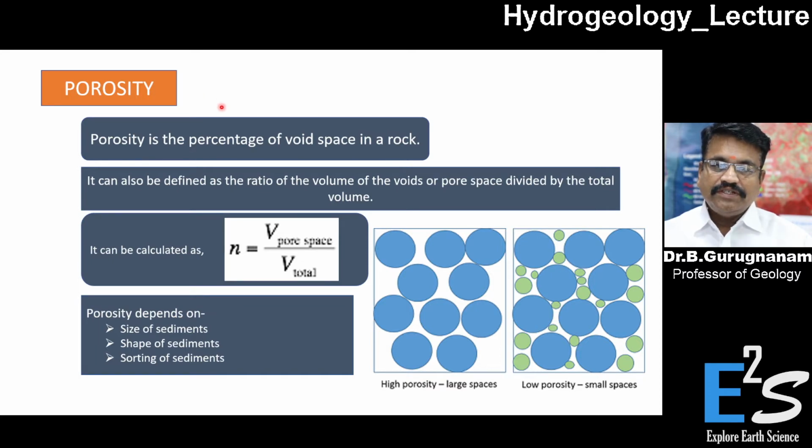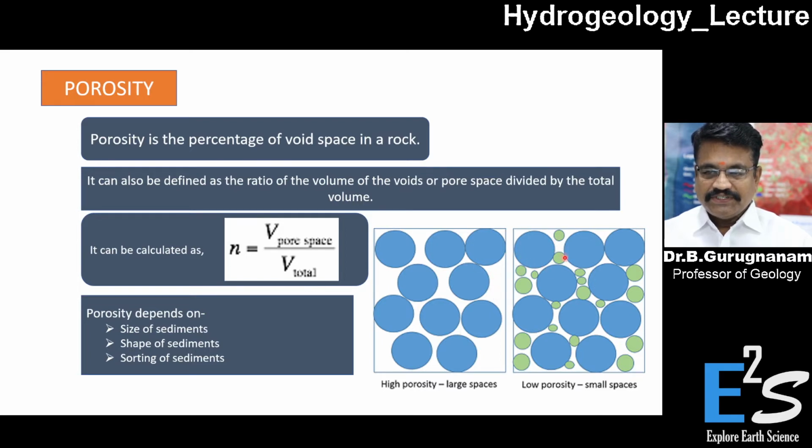Porosity is the percentage of void spaces in a rock. This is the exact definition in a nutshell. Very simply, if you want to understand, it is nothing but the open spaces available in a rock, or the void spaces present in the rock. So porosity is nothing but the open spaces. You see the diagram. This is the open spaces, and these open spaces are called porosity.